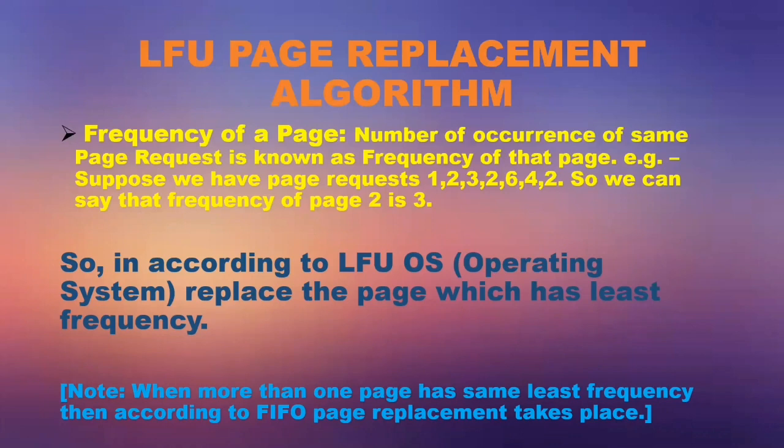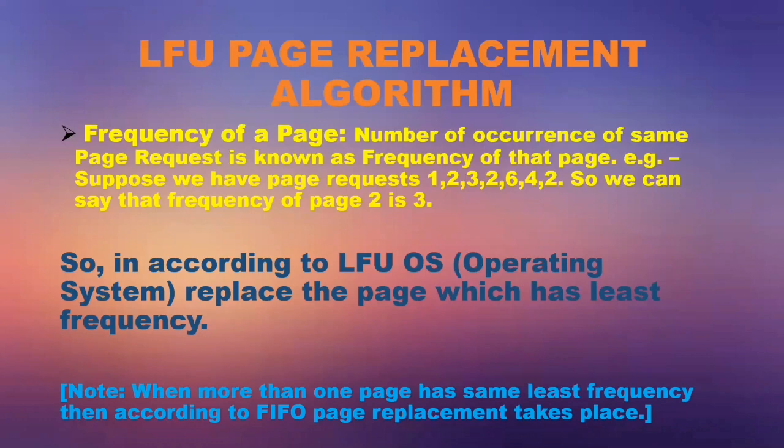Okay, and suppose there is a new page request D, and let's assume that page A has frequency 2, page B has frequency 1, page C has frequency 1. So here page B and page C both have the same least frequency. So if we apply LFU here, then which page do we have to replace?